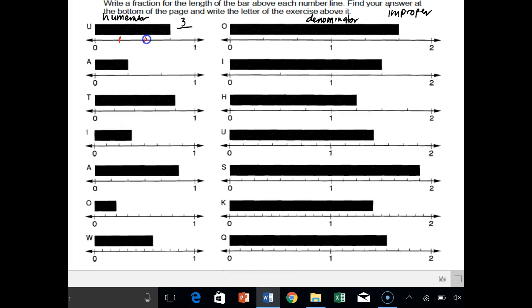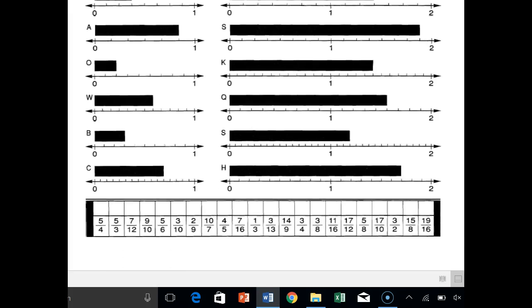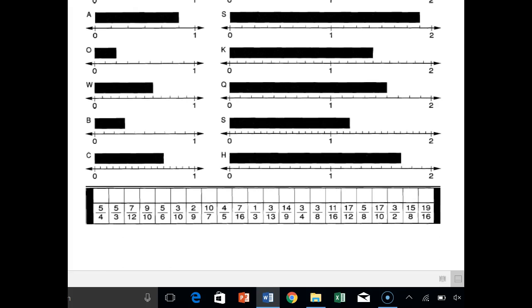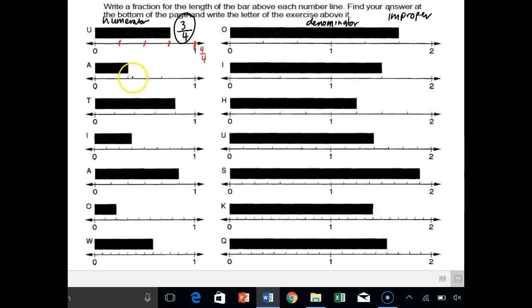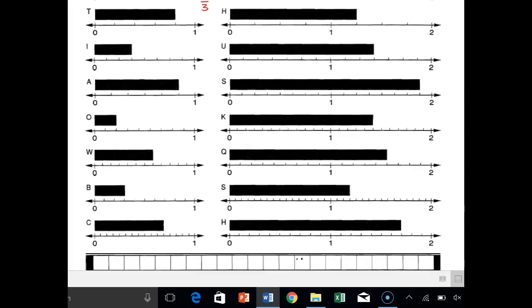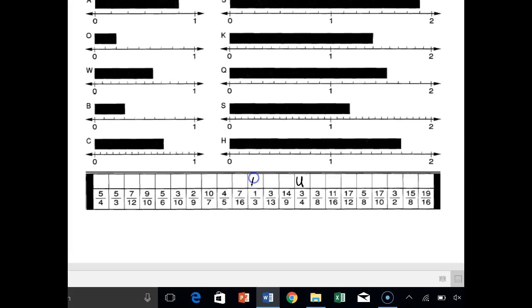So here, the numerator is 1, 2, 3 pieces shaded out of 1, 2, 3, 4. So 1, 2, 3, and a whole would really be 4 out of 4. So the fraction that we get, though, is 3/4, right? So you're going to go down, find 3/4, and you're going to put a U there. So it's right here. Let's do another one. So this is, the numerator is just one piece, and out of 1, 2, 3. So that would be 3 over 3. So this fraction is 1/3. So you're going to go down on the bottom, find 1/3, and you're going to put an A there.